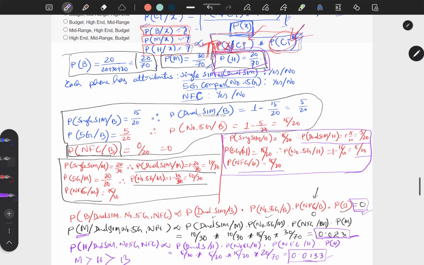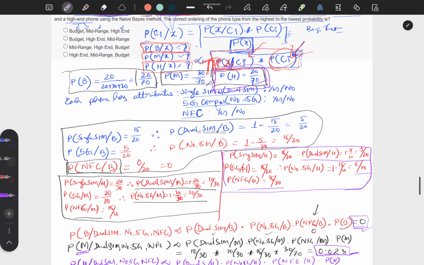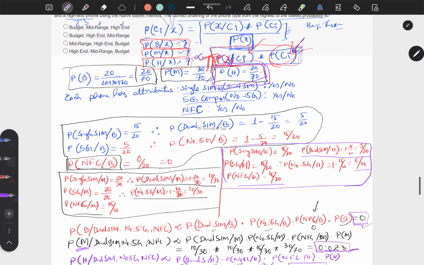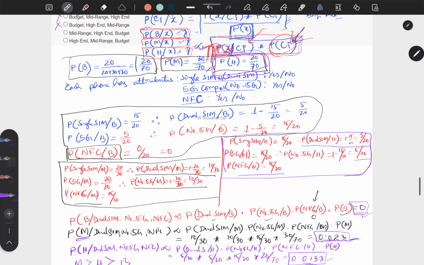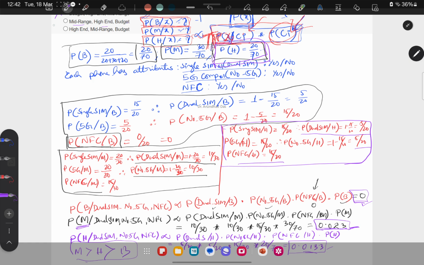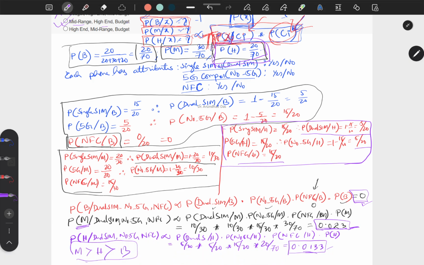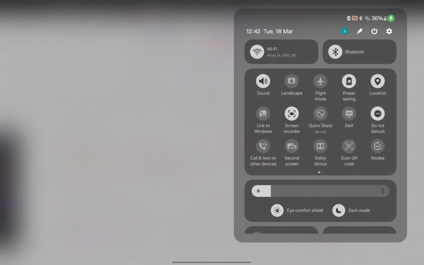Okay. So if we see the options, budget coming at the beginning, that is wrong, this option is wrong. The second is budget first, this is also wrong. Third, mid range is coming first, then high end, yes, and then budget. So this third option is the correct option. I hope it is clear.